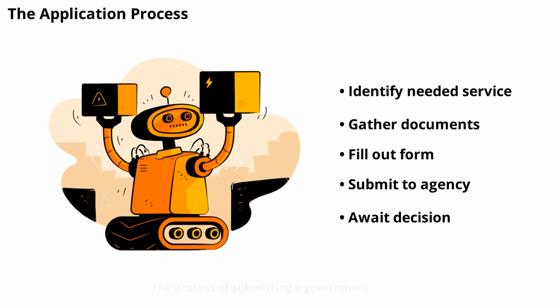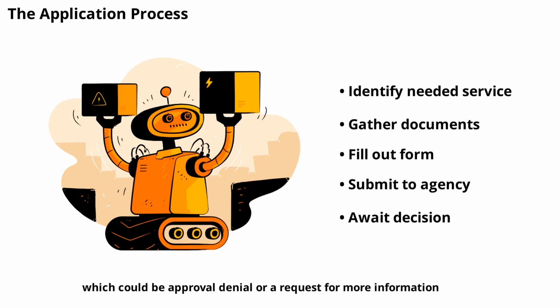The process of submitting a government application usually follows a set of steps. First, you identify the service or benefit you need. Next, you gather the required documents, such as identification or proof of eligibility. Then, you fill out the application form, either online or on paper, and submit it to the relevant agency. After submission, the agency reviews your application, checks your documents, and makes a decision. Finally, you receive a response, which could be approval, denial, or a request for more information.